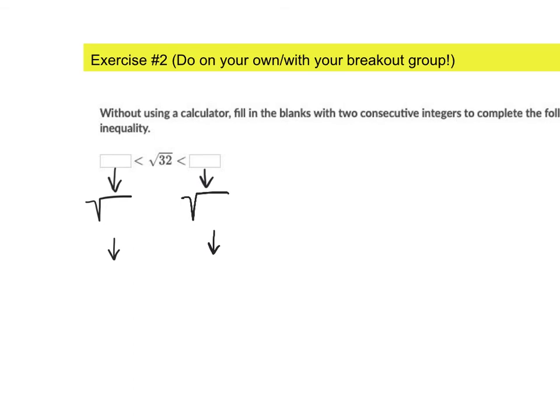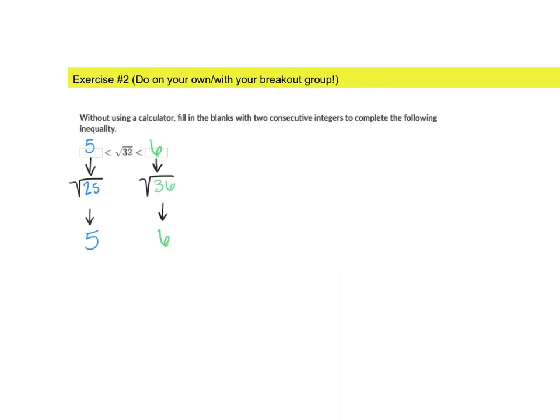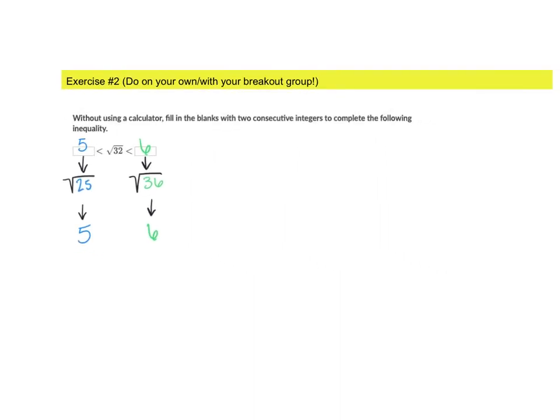All right, so the square root that comes directly before 32 is 25, this perfect square. And the square root of 25 is 5. So the whole number it's in between is 5. And the next one, the one that comes after the square root of 32, the perfect square, is square root of 36, which is 6. So this number is in between 5 and 6. So they're the consecutive integers that the square root of 32 falls in between. Check your work with mine, and we will move on to the next slide.